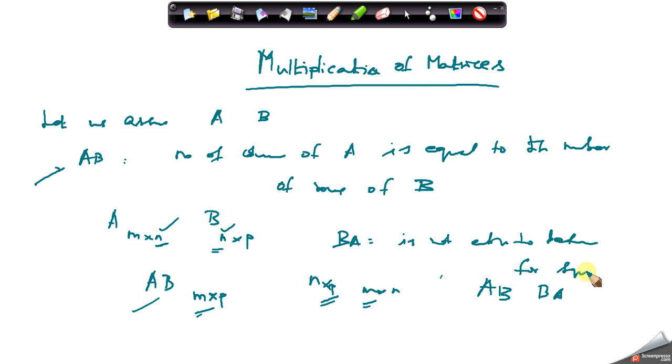For a square matrix, we can multiply A and B, and then B into A. But the results may not always be the same. We cannot expect AB to be equal to BA in this case. It is not always the same. This is the generic concept with respect to matrices.